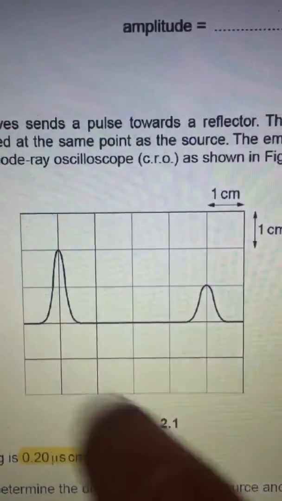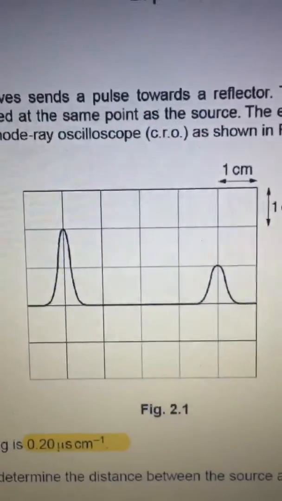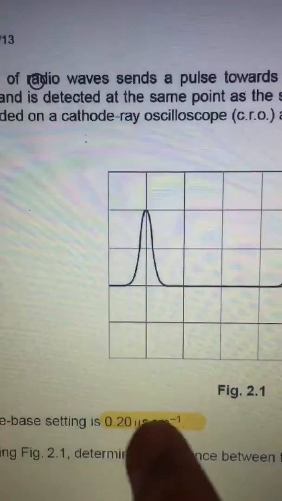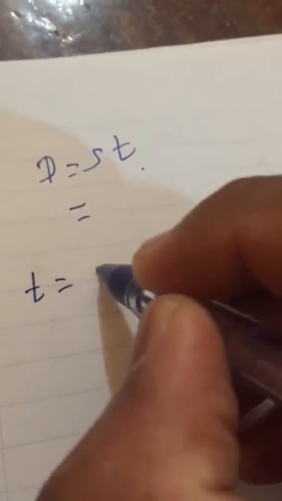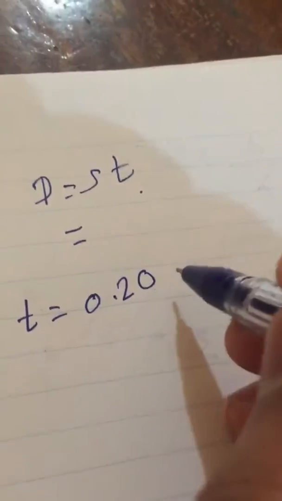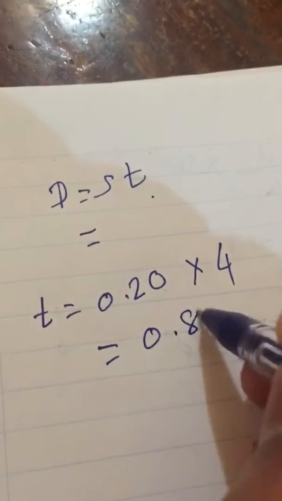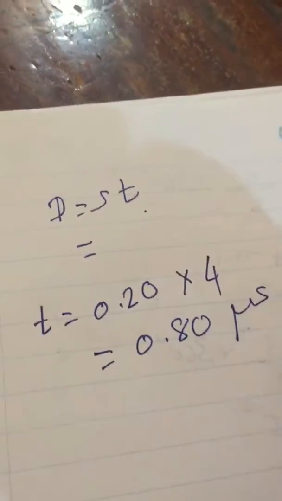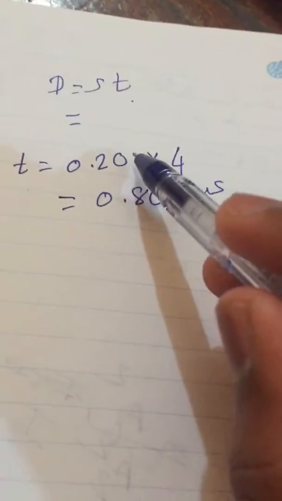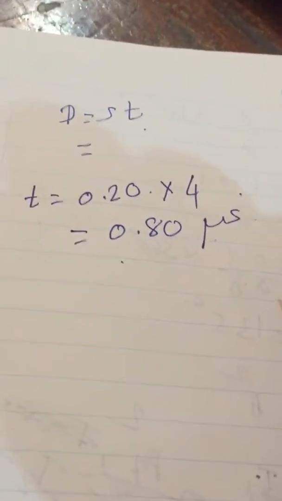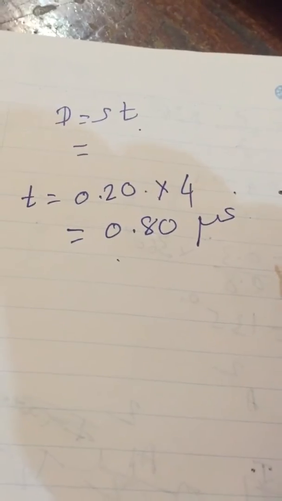So 1, 2, 3, 4. So 4 boxes, 4 centimeters. Each centimeter means 0.2 microseconds. So the time is equal to 0.20 times 4, which is 0.8 microseconds. That is, 0.20 microseconds per centimeter times 4 centimeters gives you 0.80 microseconds. So this is the time.